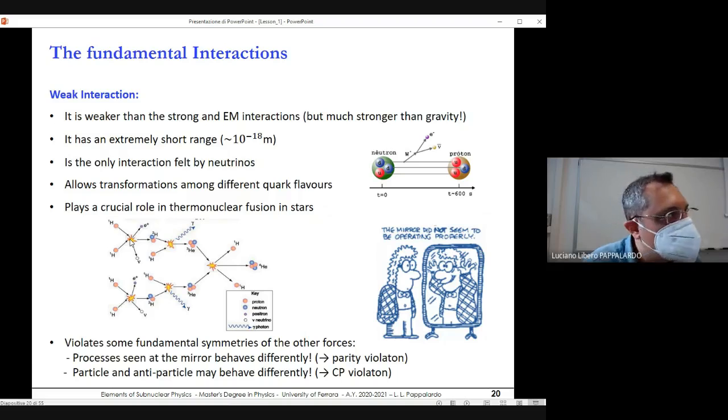Furthermore, the weak interaction violates some fundamental symmetries of other forces. For instance, processes seen in a mirror behave slightly differently, and this is what we call parity violation, as we will study. Also, particle and antiparticle may behave differently in some processes regulated by the weak interaction, and this is due to the so-called CP violation that we will also study in detail.